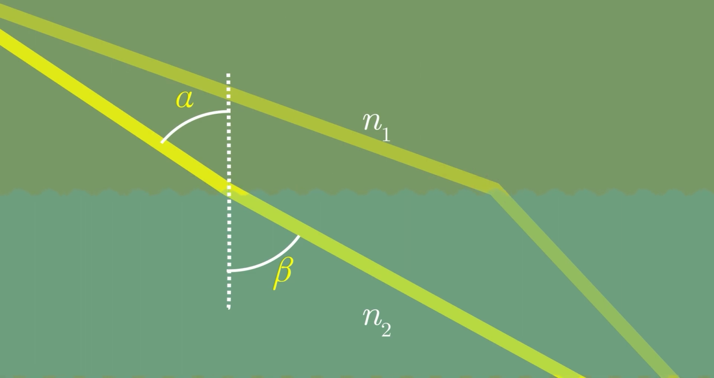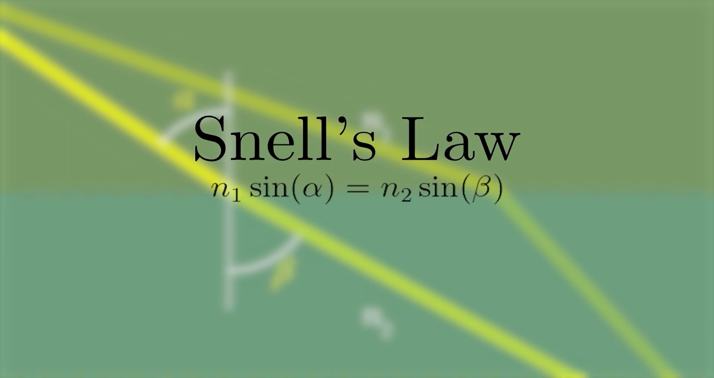If you've accounted for the velocity changes correctly, you would end up with the equation n1 sine alpha equals n2 sine beta minimizes the time it takes between the source and receiver. This is called Snell's law, and it describes how light's angle changes through different mediums.